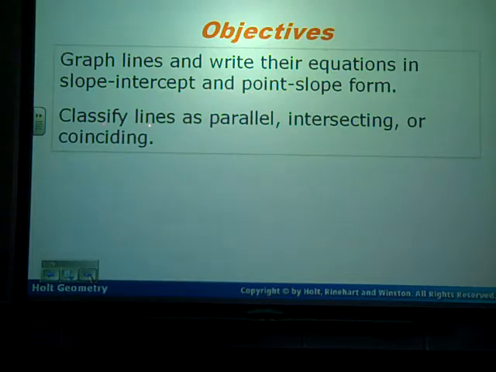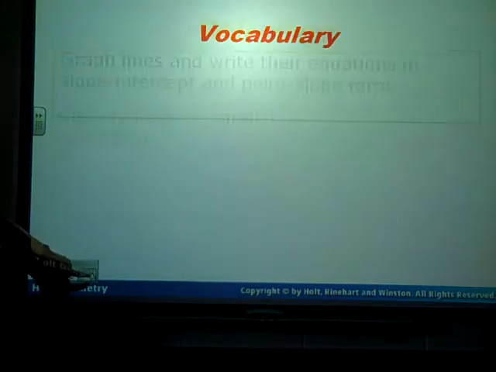And we're going to look at classifying lines as parallel, which we've already done, intersecting, which we've already done, or coinciding. That's our new word. All it means is what a coincidence. When we put the equations in the same form, we have the same line. So it's possible they're parallel, it's possible they intersect, it's also possible that it's just two versions of the same line, in which case we call them coinciding equations.